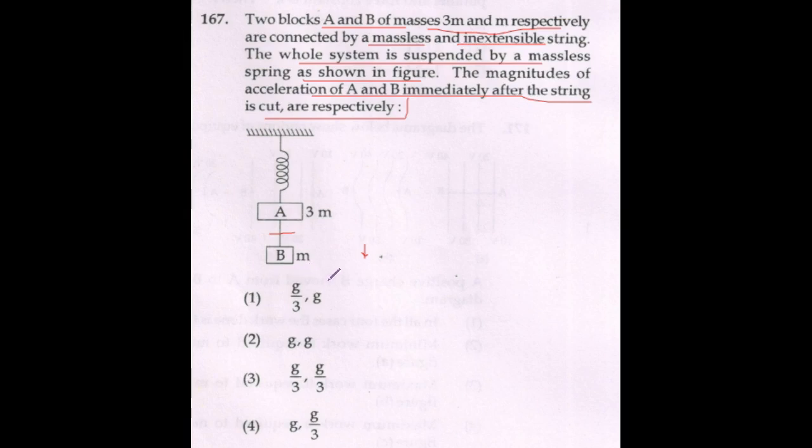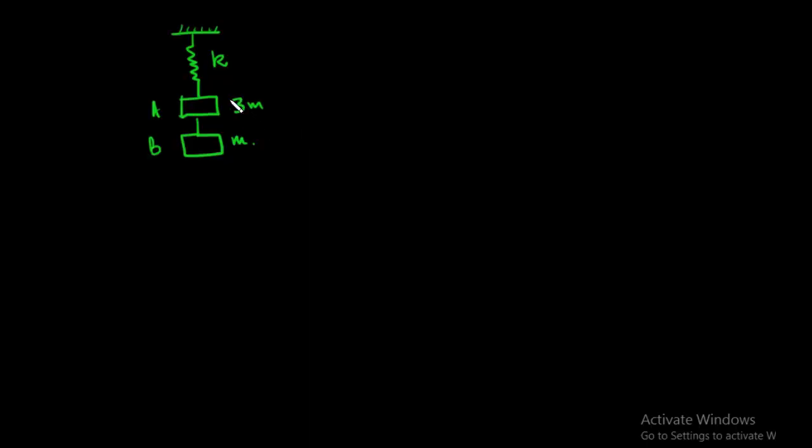But there are two options over here, g by 3 and g, g. So we can get confused between these two options. So we will have to calculate the acceleration of A also. Otherwise, you could have done it with the acceleration of B only. Okay. So we have the following figure. Let us assume the spring constant to be K.